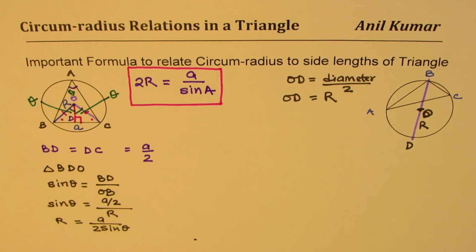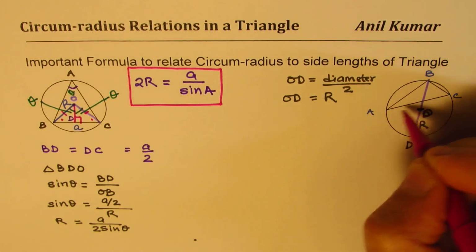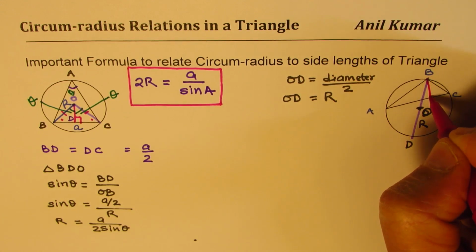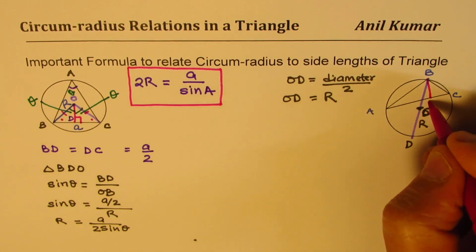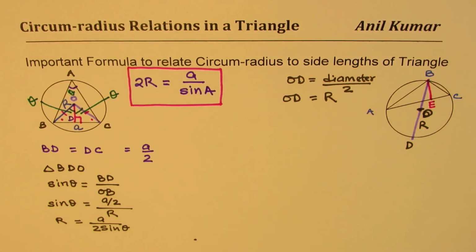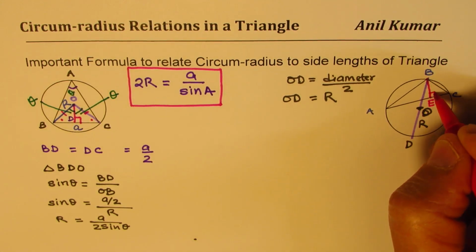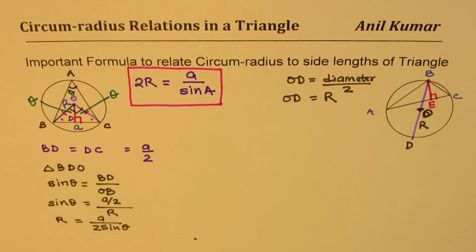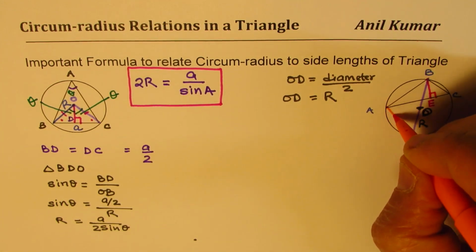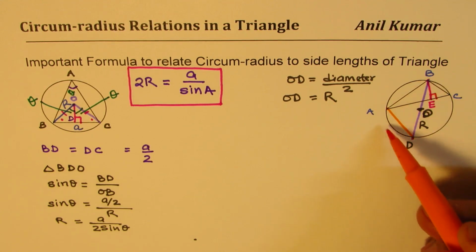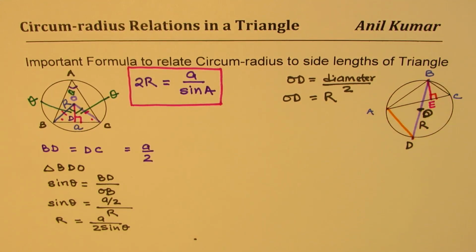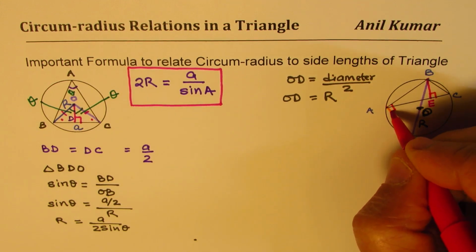Now in this particular triangle, let me draw a perpendicular from B to base AC. Let this point be E, so that becomes the perpendicular. Now, if I join points A and D, that is a semicircle. So in a semicircle, we'll have a right triangle. Right? So that becomes a right triangle.